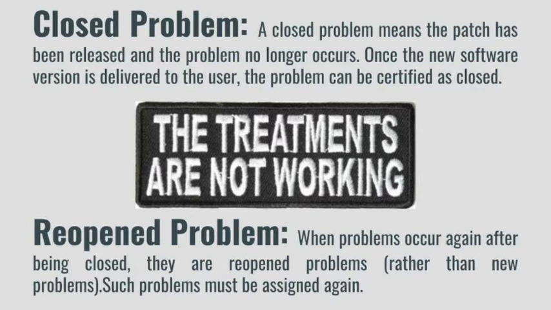So, once a problem has gone through all of the previously mentioned states and become verified, it can be delivered to the users. Once the problem solution has been delivered, the problem can be marked as closed. Now, after a problem is closed, it sometimes happens that the problem occurs again or it was not successfully fixed. In this instance, rather than assigning an entirely new problem, we just reopen the previously closed problem. Reopened problems must be reassigned to new team members.